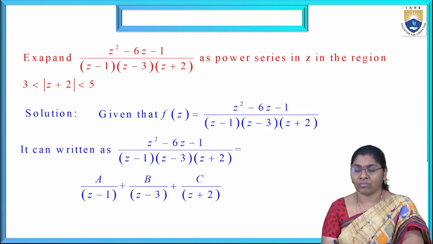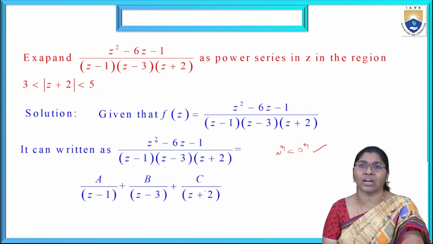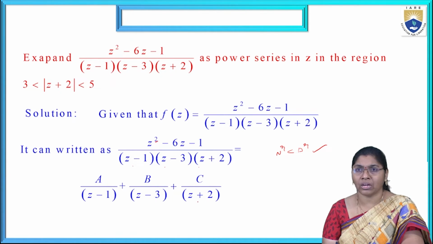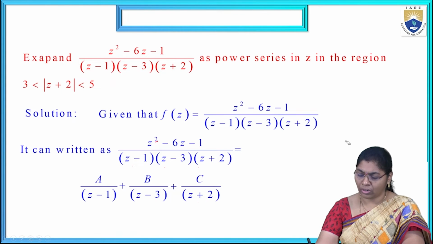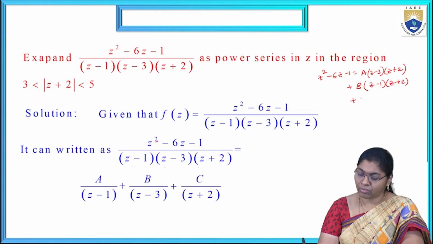Now the partial fractions. Here we are solving by the partial fractions method. Why? Because the numerator degree is lesser than the denominator degree. Here the denominator is z cube, and the numerator is lesser than the denominator, so the partial fractions condition is satisfied. That's why a by z minus 1 plus b by z minus 3 plus c by z plus 2. So we get a into (z minus 3)(z plus 2) plus b into (z minus 1)(z plus 2) plus c into (z minus 1)(z minus 3).